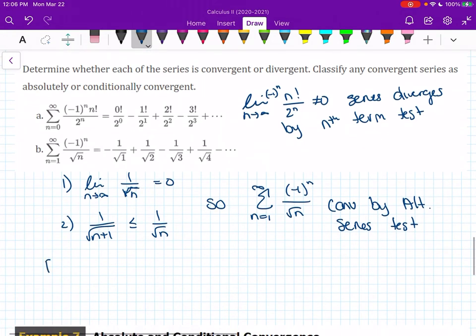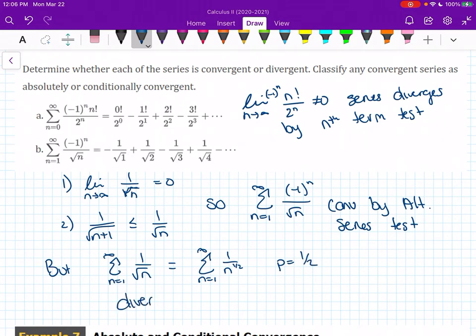But if I look at it without the alternating piece, that is a p-series with p equal to 1/2, so it diverges by the p-series test. So then we would say that this series converges conditionally.